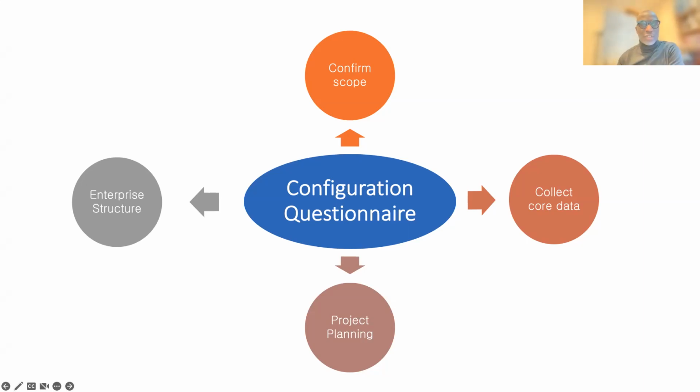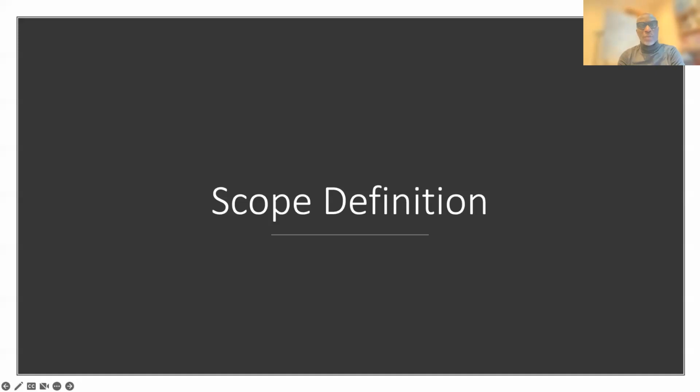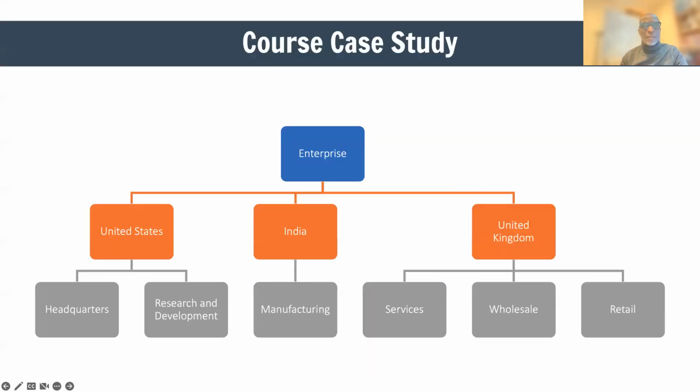With the scope definition for our project, we're going to be looking at part of the course case study, but the core of our case study will be based along this line. We're going to be looking at an enterprise which has operations in 3 countries and has a headquarters in the US, research and development in the US as well, India manufacturing, US services, UK services, wholesale and retail. So this is basically the flow.